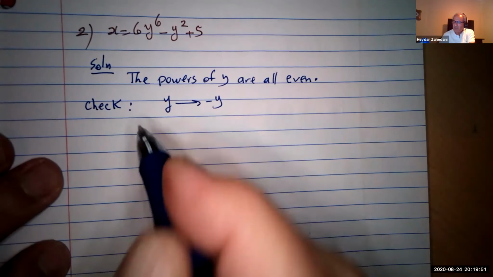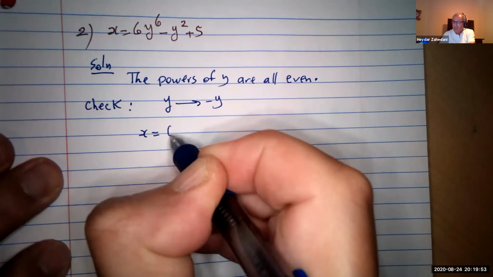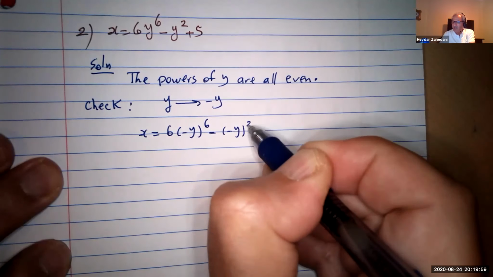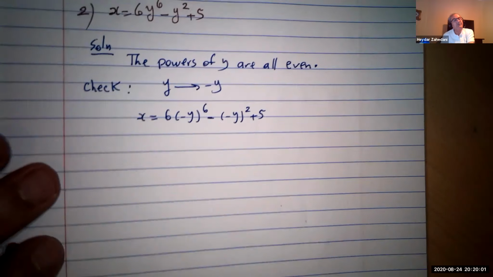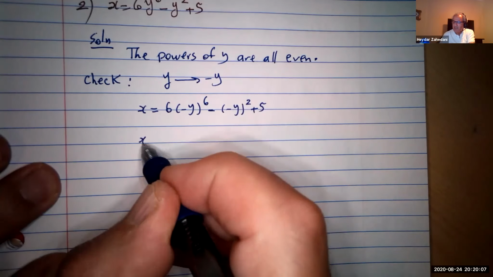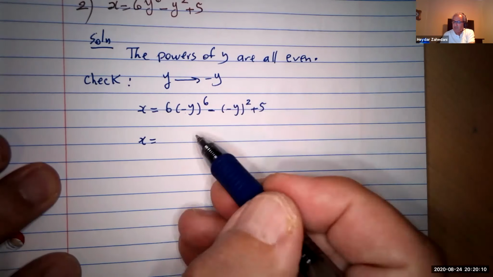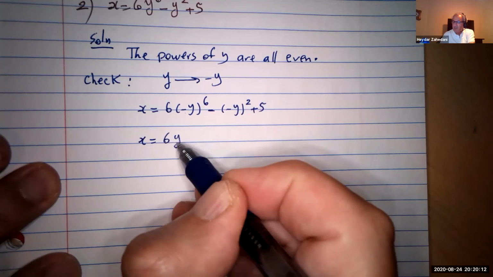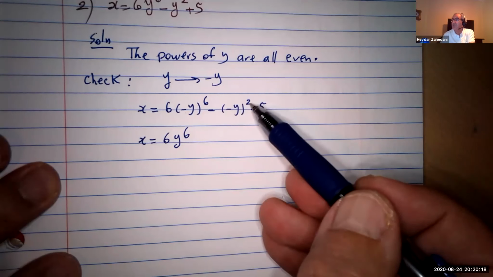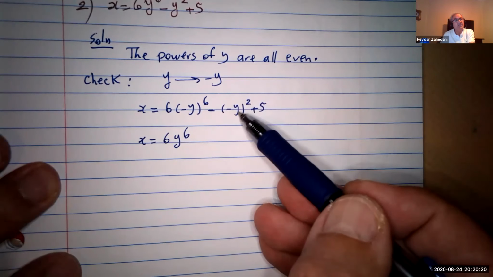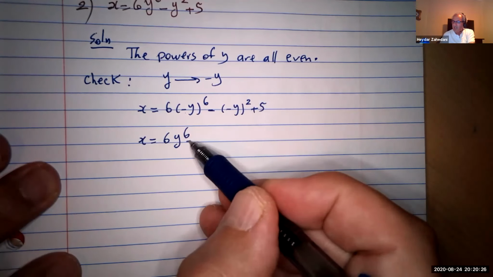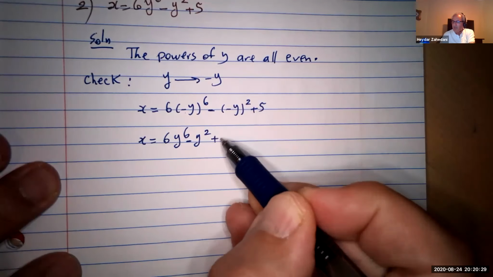Go back, substitute, x would stay the same. It's 6 negative y to the 6 minus negative y squared plus 5. Use parentheses to confirm it. Okay, this is x. Negative to the 6 would be positive, so that gives 6y to the 6. Over here, negative, parentheses first. Negative y squared would be just positive y squared, but there is a negative here. So that makes it into negative y squared plus 5.